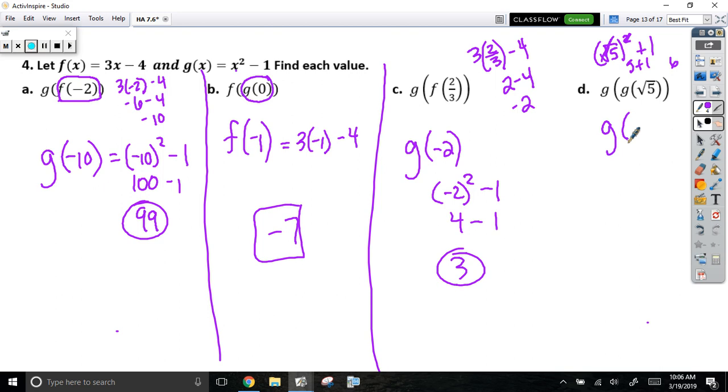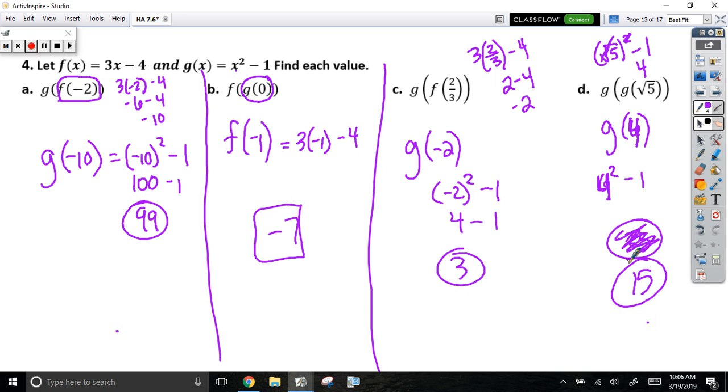Then we'll do g of 6. We should get 35. Ethan. Minus 1. Oh, thank you. Good job, Ethan. So that should be 4. Which will be this 4 squared. Which will get us 15. That's what I had on my paper.